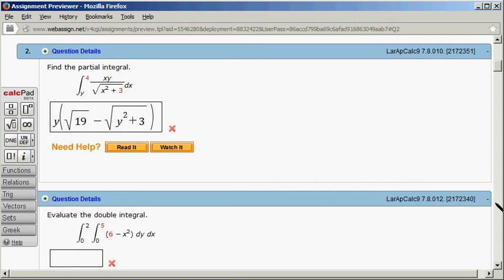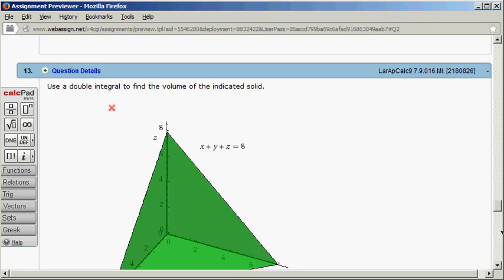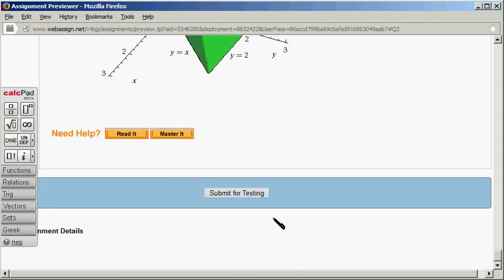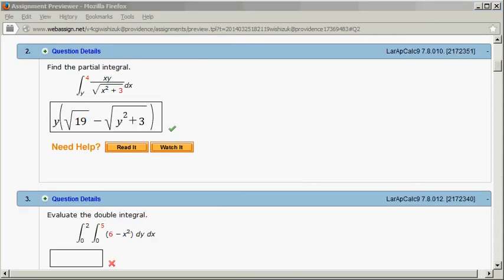So let's check the answer. Submit for testing. It came back and looks like we got this one correctly. That's it. I hope that this was clear.